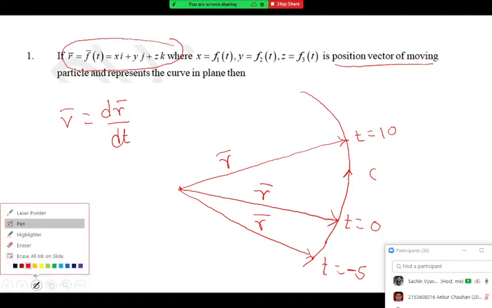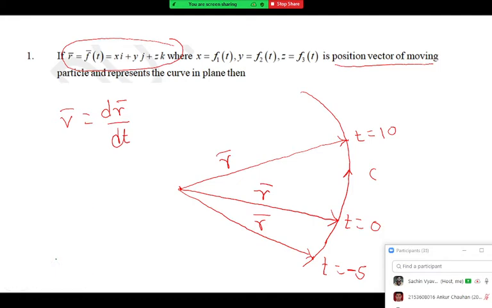So velocity always acts along a tangent to the curve. First we will draw a tangent line to the curve at t equal to 10. Suppose this is the tangent line. This is a dotted line I have drawn as a tangent.